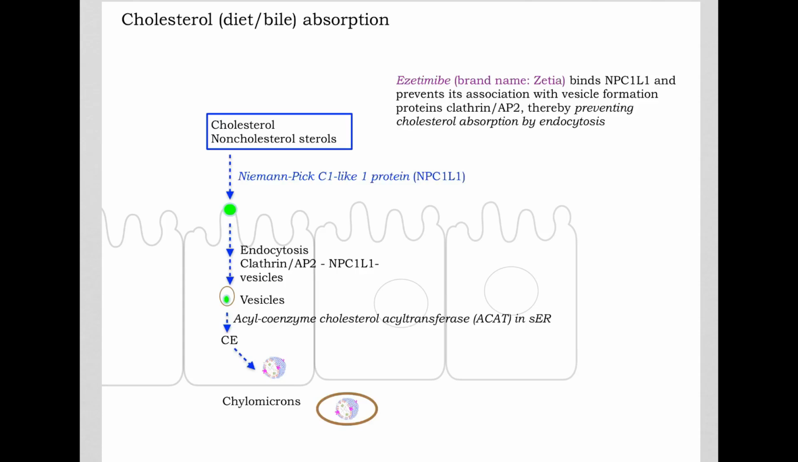Now the drug ezetimibe binds NPC1L1, and this prevents the association of NPC1L1 with the vesicle formation proteins, clathrin and AP2, and thereby prevents cholesterol absorption by endocytosis. So by blocking cholesterol absorption from the intestine, this drug is useful for treating patients who have high blood cholesterol.